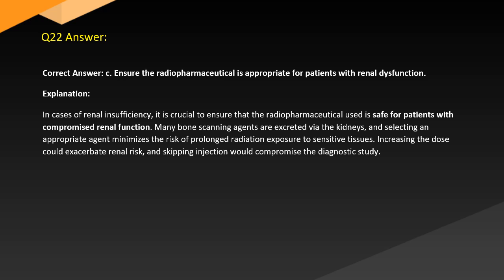Answer. Correct answer. C. Ensure the radiopharmaceutical is appropriate for patients with renal dysfunction. Explanation: in cases of renal insufficiency, it is crucial to ensure that the radiopharmaceutical used is safe for patients with compromised renal function. Many bone scanning agents are excreted via the kidneys, and selecting an appropriate agent minimizes the risk of prolonged radiation exposure to sensitive tissues. Increasing the dose would exacerbate renal risk, and skipping injection would compromise the diagnostic study.